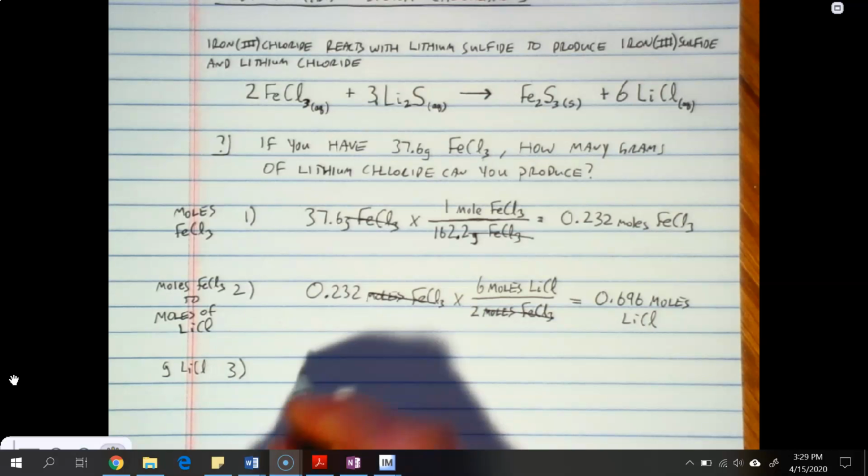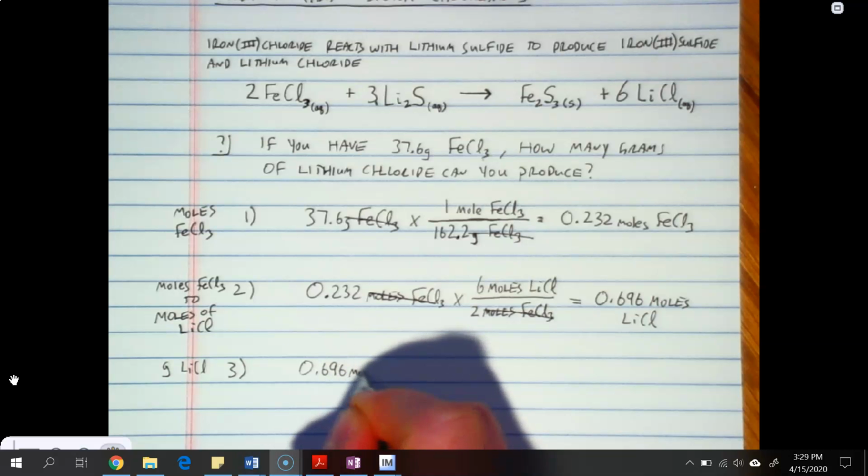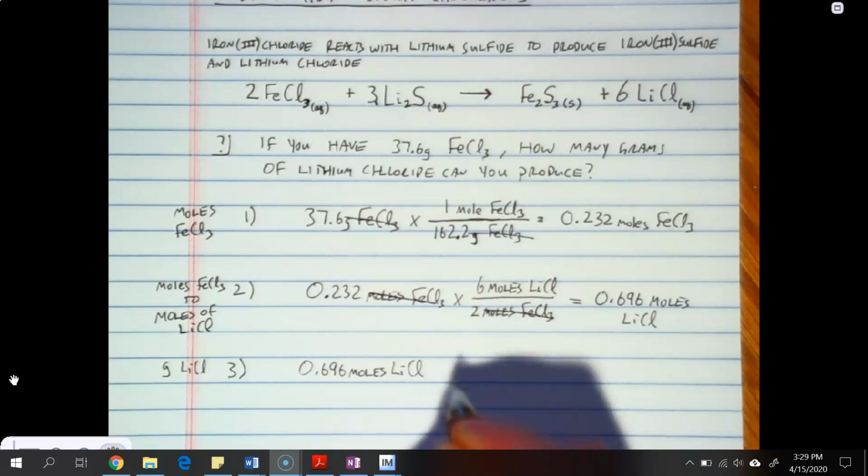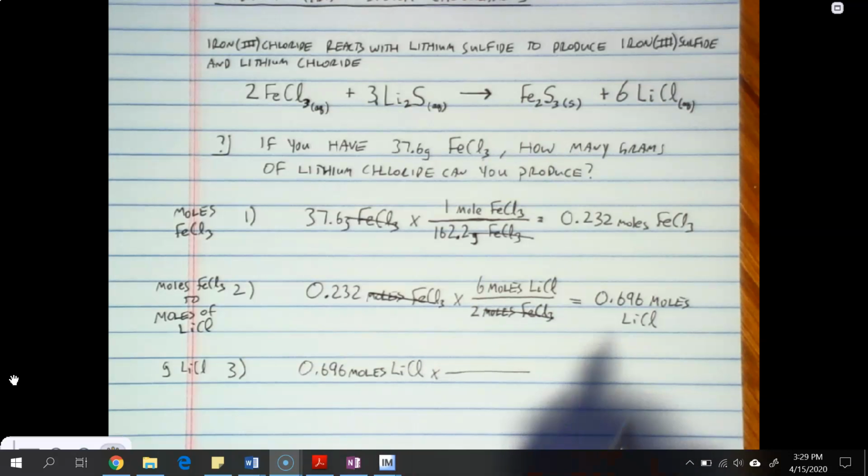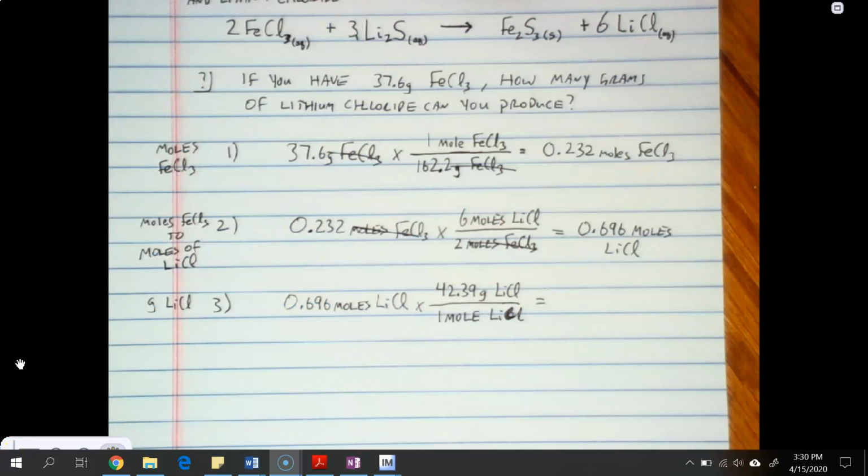Okay. Well, I've got moles of LiCl. So I should be able to figure out grams of LiCl. Okay, you've done something kind of like this a little bit earlier. So why don't you pause the video, see if you can figure out how to get to grams of LiCl.